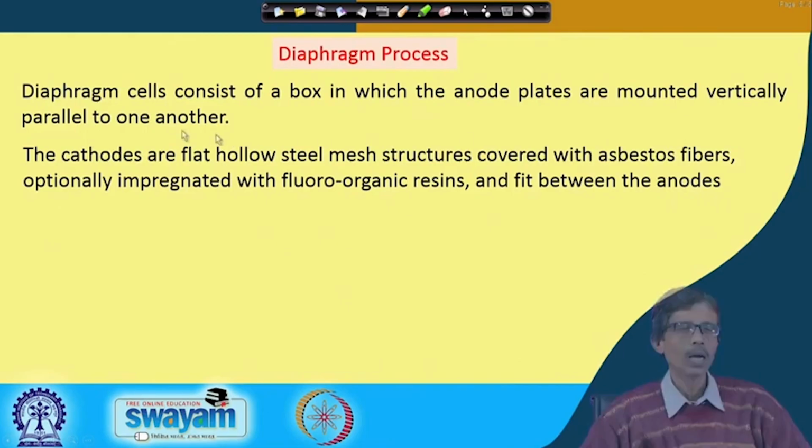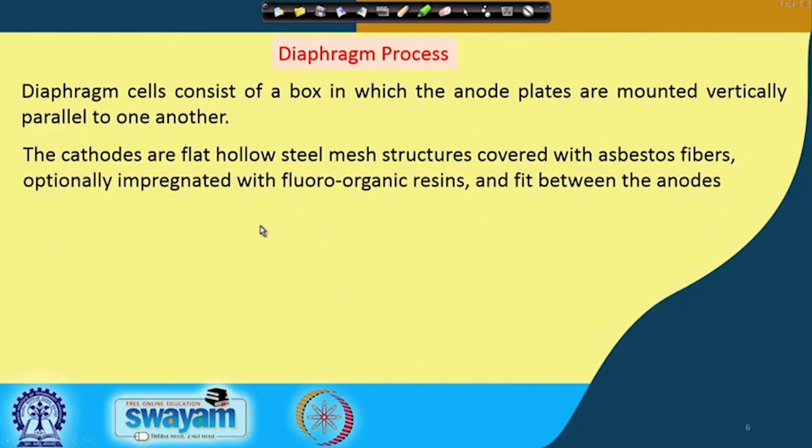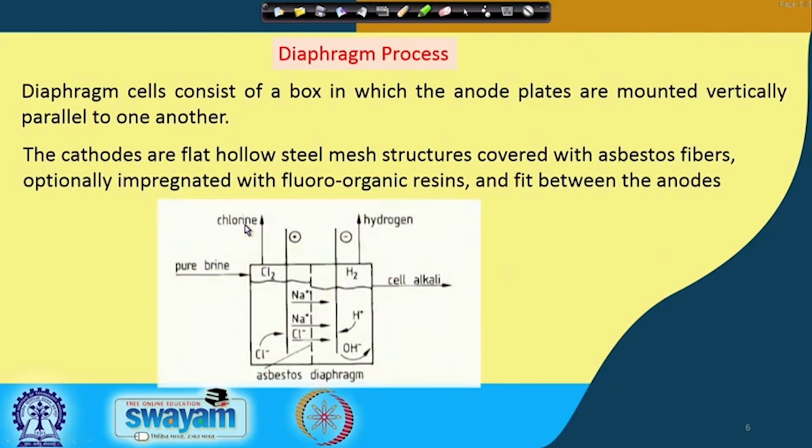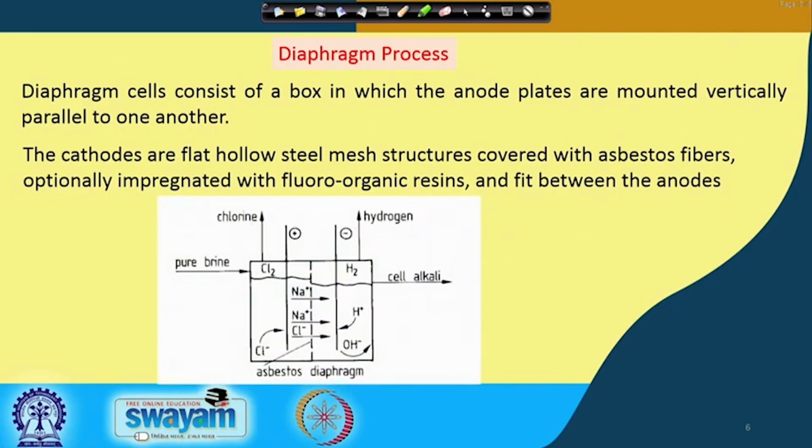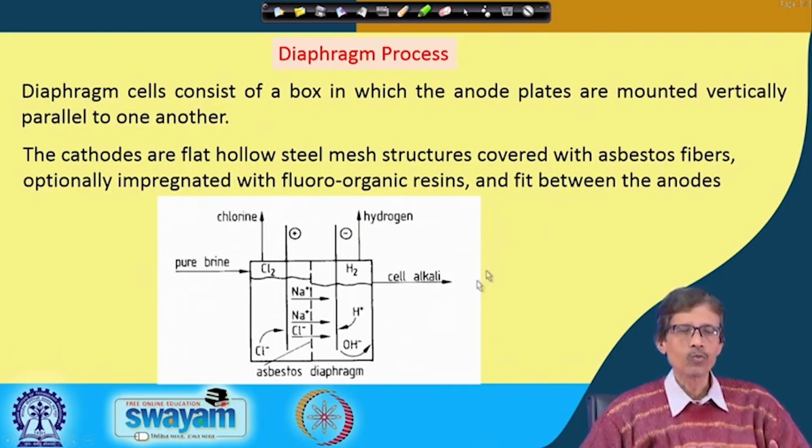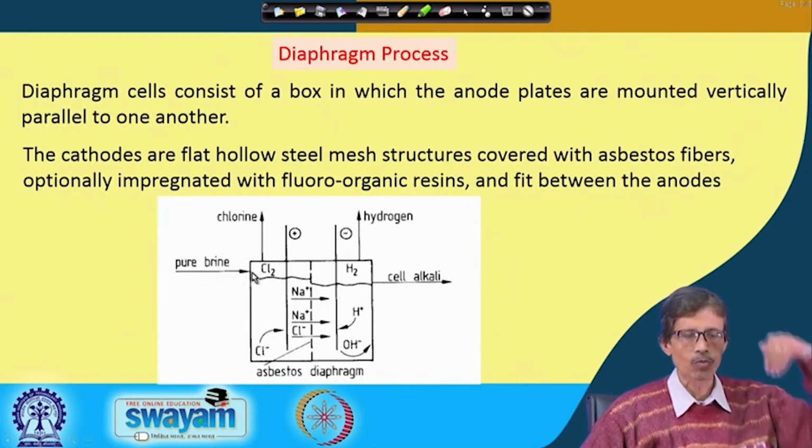So, the cathodes are fitted between the anodes. You can have a number of anodes as well as a number of cathodes, put one after another. So, your electrodes are now in a vertical direction, and this is what is known as your diaphragm cell. What you get there is that you fix it in a different way: you have the brine introduced from the side, not from the top.